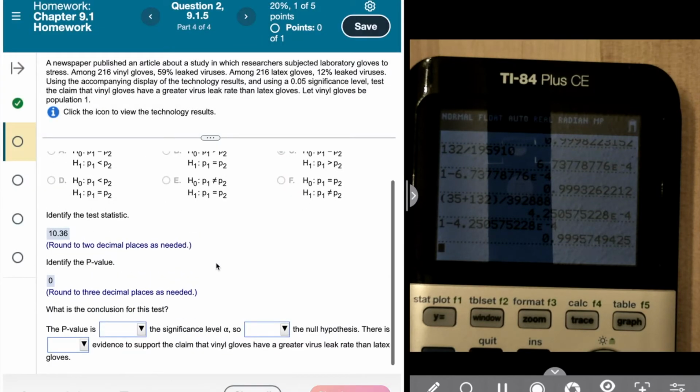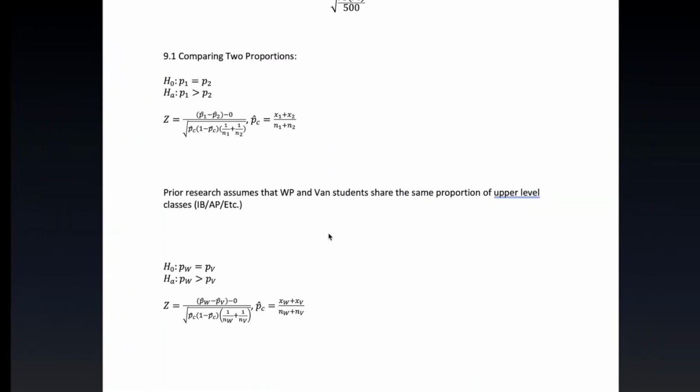And what would I then conclude? So let's just talk about concluding in general. Concluding, no matter what, if the p-value is less than alpha, then here's what we can say. We can say that we're going to reject H0.